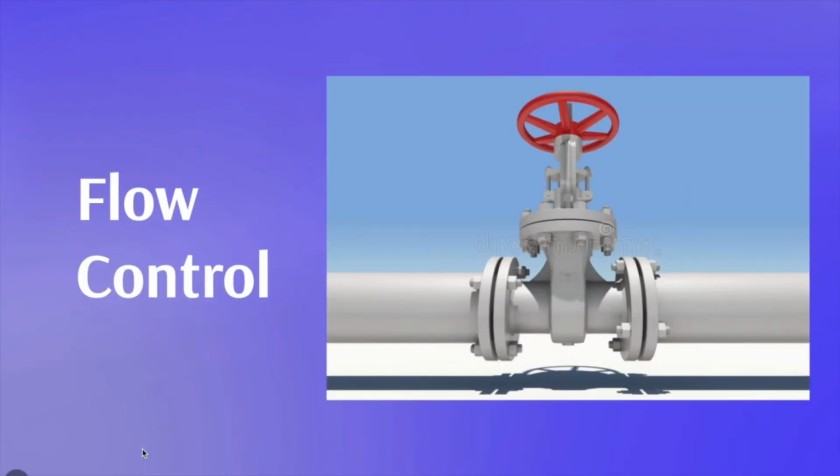The fifth term is flow control, which is the management of the flow of data among two different network devices. This is especially important in cases where the sending device can send data much faster than the receiver can digest it.